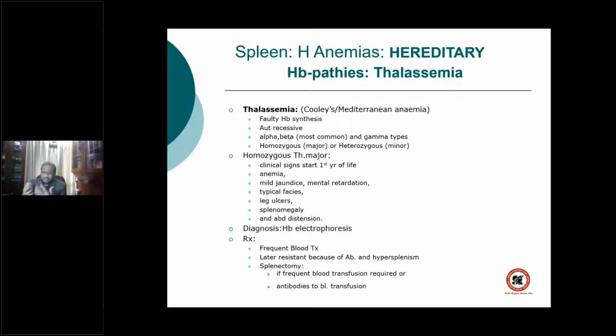So the moment you push an RBC, within 24 hours, it goes down again. So the patient again becomes anemic. You pump in blood, it disappears. Pump in blood, disappears. So these are those patients who become resistant to future transfusions, either because they developed antibodies or they have hypersplenism. Splenectomy is going to help in these patients if they have antibodies or very frequent blood transfusions are required.